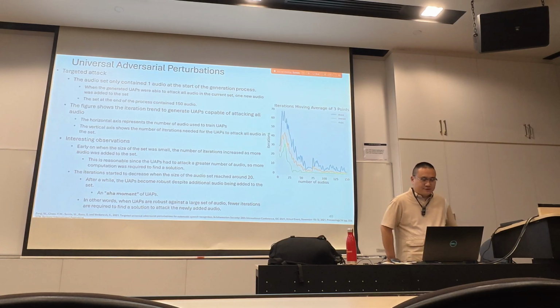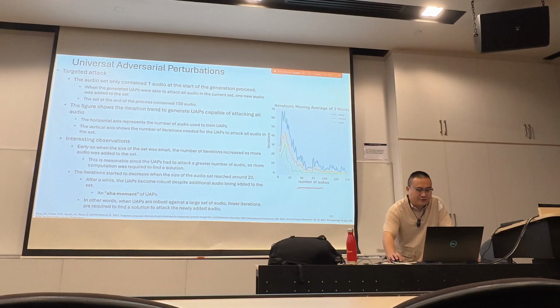So let's see the empirical results. For this figure, the x-axis is the number of audios in the subset. As we just discussed in the algorithm, we increase the size of the subset gradually. Each time we add one audio. So the audio set only contains one audio at the start of the generation process. And when the UAPs can attack all the audio in the current subset, then we add one new audio to the set. At the end, we consider 150 audios.